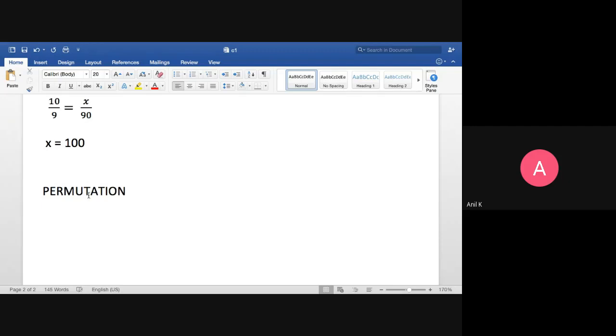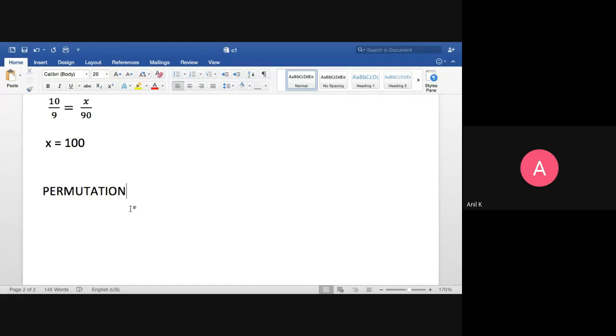Generally, for example, if I want to make a 5-letter word from here, how many letters are there in PERMUTATION? 3, 6, 9, 11 letters are there. If I want to make a 5-letter word, according to the permutation formula, it will be 11P5. But here the number of words will be decreased, because T is repeating twice.